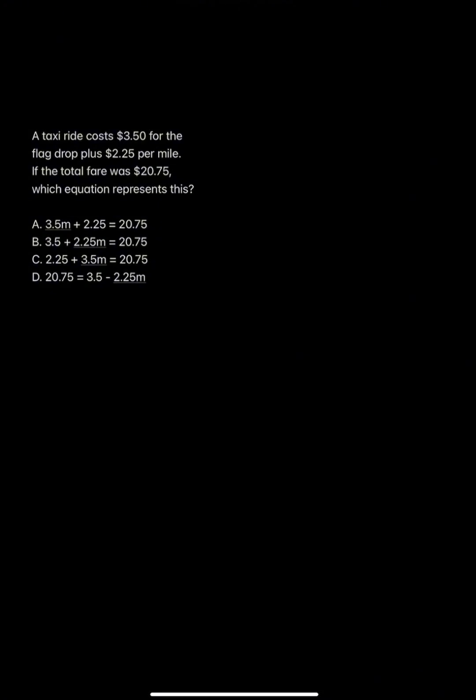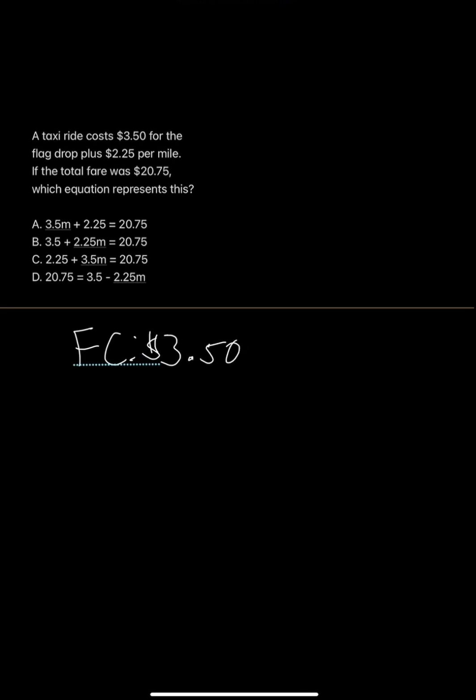So again, really important, we have to understand what's being told to us, and a really good strategy here is to simply try and write down which variables we have. So when we look at this one, we know we have a fixed fee of $3.50. So we could say our fixed cost is $3.50. We also know that the cost for all miles traveled, which we could call MT to help us remember, is going to be 2.25 times the number of miles, or just 2.25M.